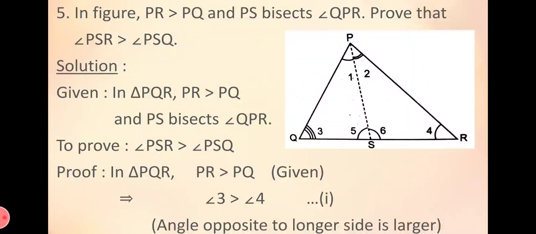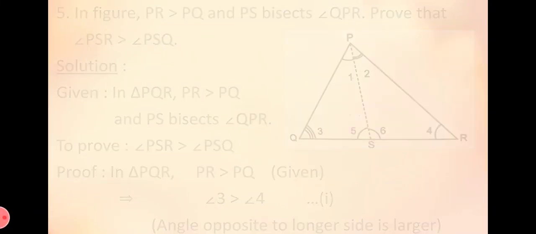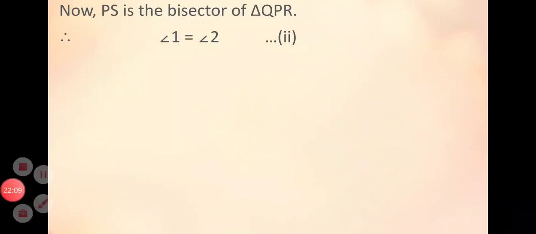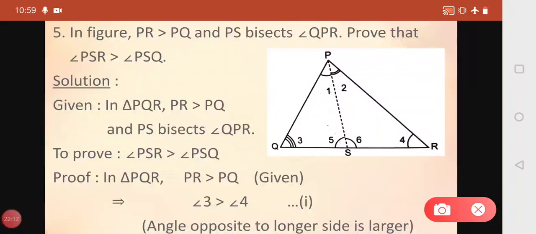Further, we can also see that PS is the bisector of angle QPR. Bisector means it divides the given angle into two equal angles. Therefore, angle 1 will be equal to angle 2. Yes, we can see in the figure, PS is the bisector of angle QPR. We get these two angles, this is our angle 1 and this is our angle 2. These two angles are equal.